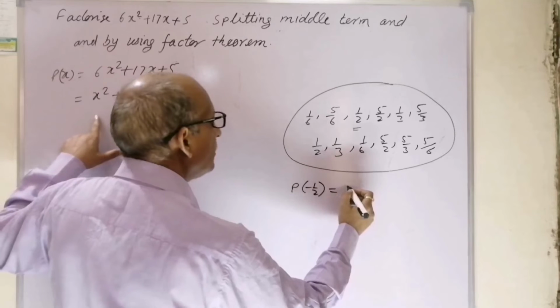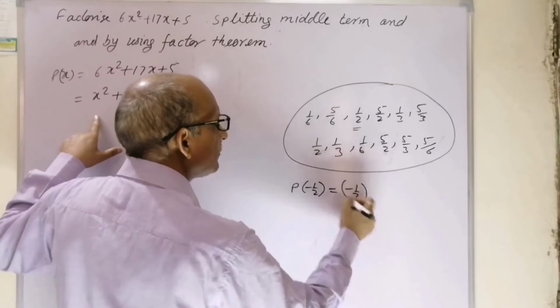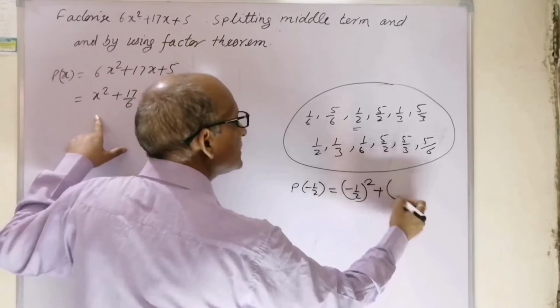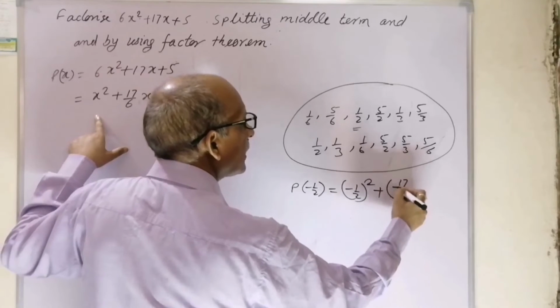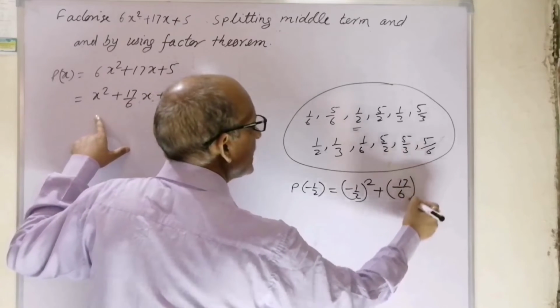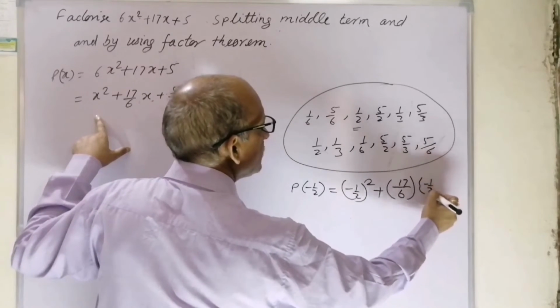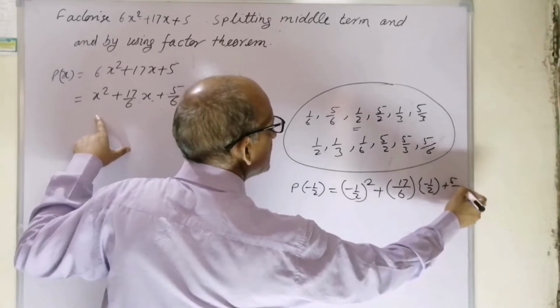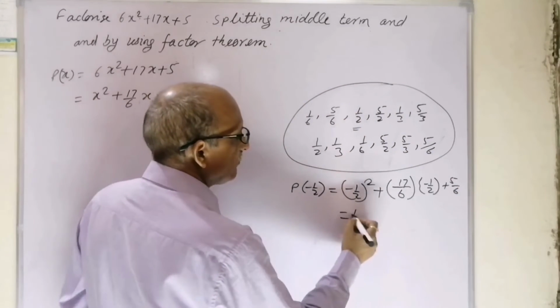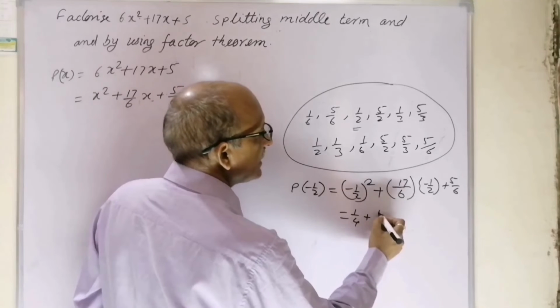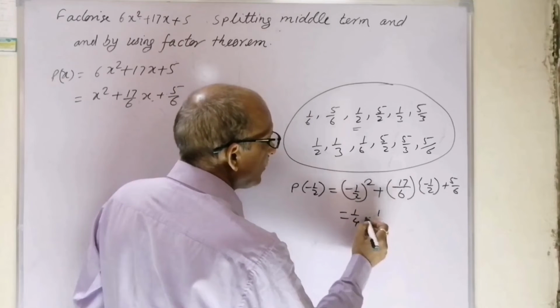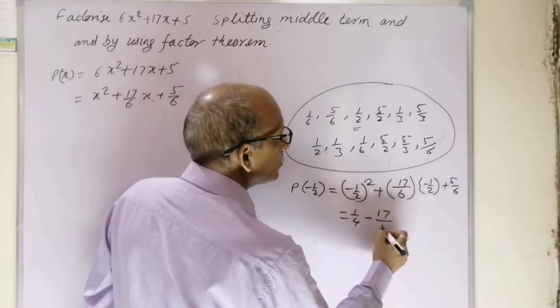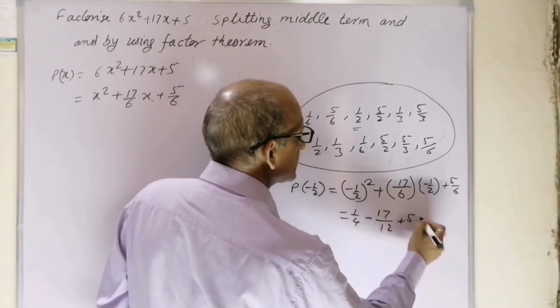Check it. Minus 1 by 2 square plus 17 upon 6 into minus 1 by 2 plus 5 upon 6. It is coming to be 1 by 4. It is 17 minus 17 upon 12 and it is 5 upon 6.